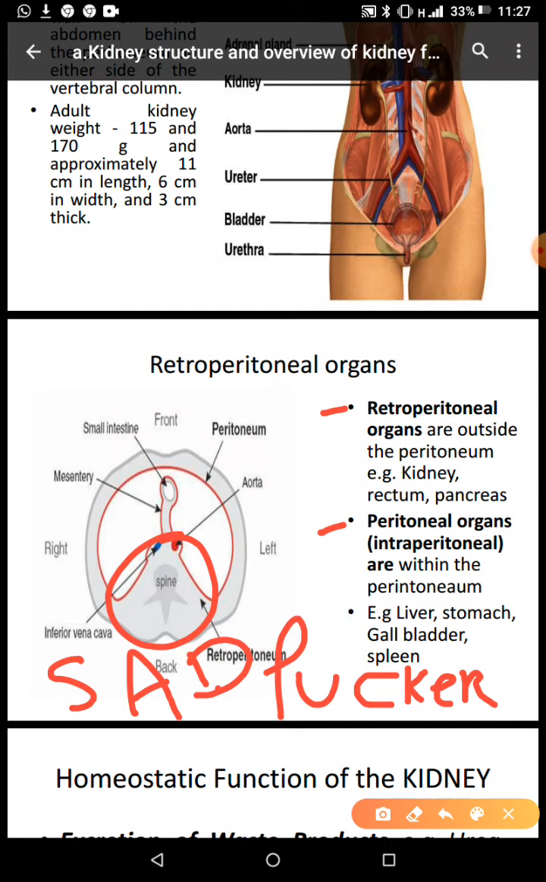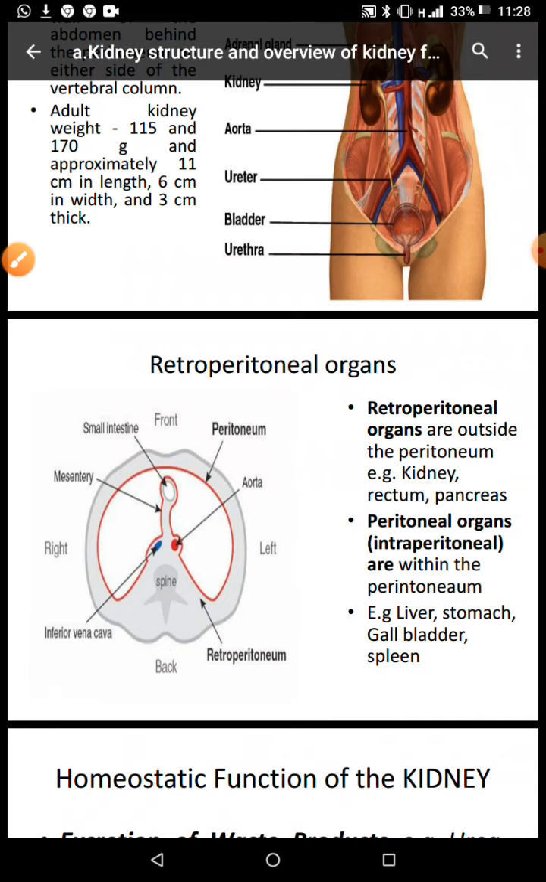D is for duodenum. Part of the duodenum is found outside the peritoneal, except the proximal 2 centimeters, called the duodenal cap. P is for pancreas. This is a retroperitoneal organ, except the tail. And then we have U, the ureter, C, the colon, K is the kidney, which we're talking about, E is the esophagus, and R the rectum. So these are retroperitoneal organs.